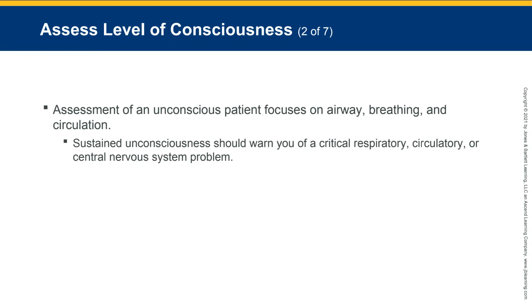Assessment of an unconscious patient focuses on airway, breathing, and circulation. Sustained unconsciousness should warn you of a critical respiratory, circulatory, and central nervous system problem. Your goal is to assess 1 brain, 2 lungs, 1 heart once you have a patient that you would consider to be critical.